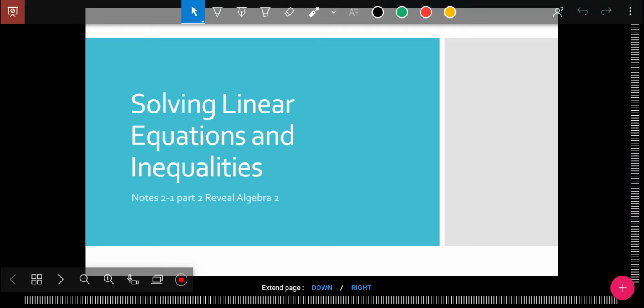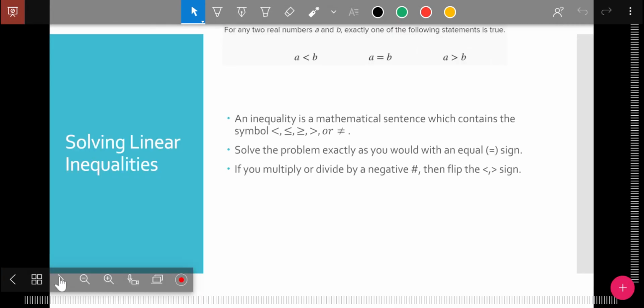All right, this is the second part of Module 2, Section 1 for Reveal Algebra 2. If you have yet to watch the first video, you can go back and do so. In this second video, we're going to focus on solving linear inequalities. So first, what is an inequality and how do we solve it?